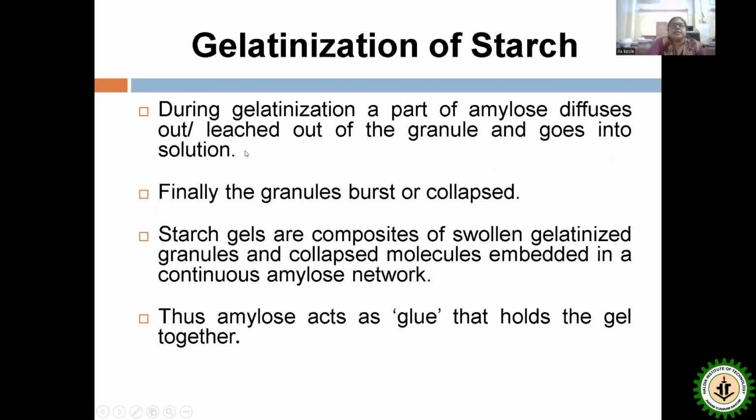Now, during the gelatinization process, a part of the amylose molecule diffuses out or leaches out from the granule and goes into the solution. Finally, the granules will burst or collapse. Starch gels are composites of swollen gelatinized granules and collapsed granules, which are embedded in a continuous amylose network. In this network, amylose acts as glue that holds the gel together.